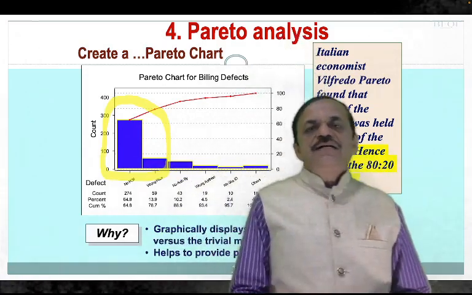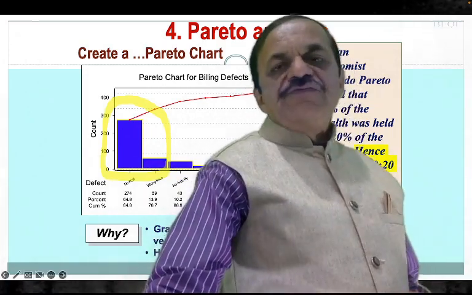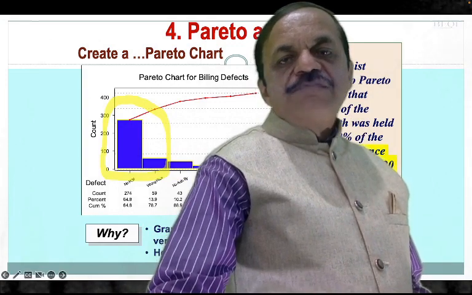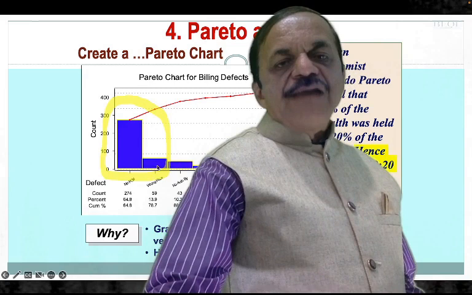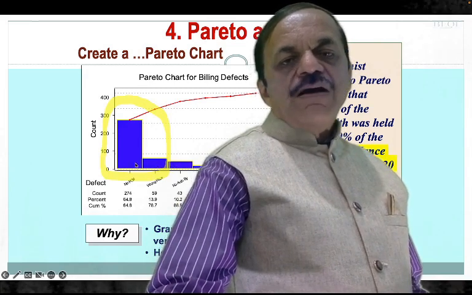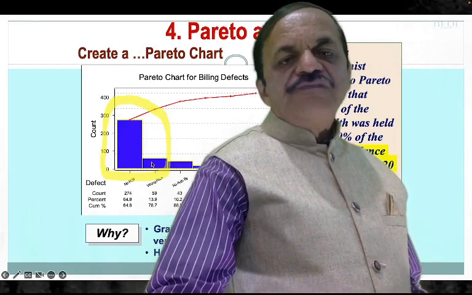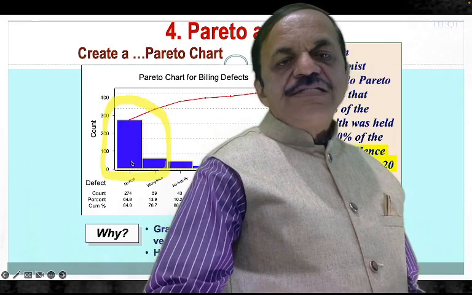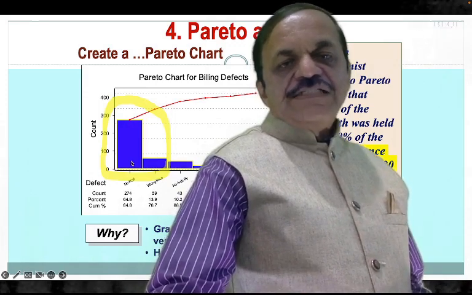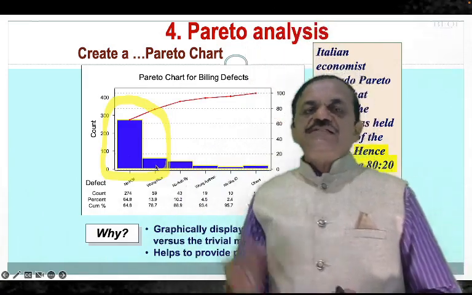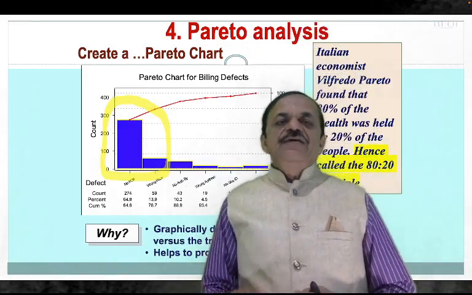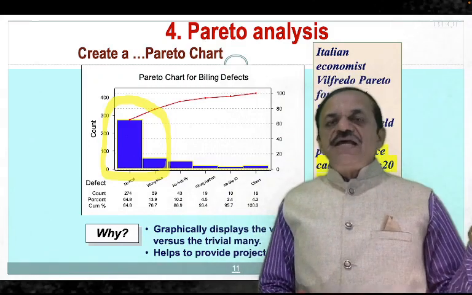And here on the right side, if you go over to 80%, draw a horizontal line and drop down here, all the parameters here to the left of this line are vital few. Here there are two parameters out of 6, namely no PO and wrong PO. These are the vital few, only 2 reasons out of 6. If you attend, you can improve your efficiency by another 80%.